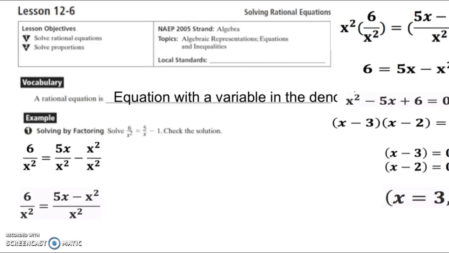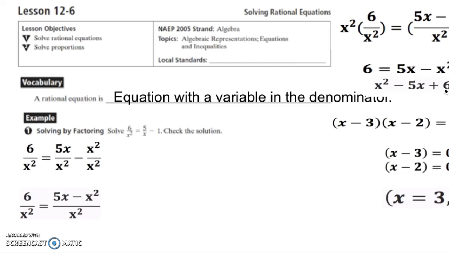Welcome to lesson 12.6. We are solving rational equations and we're solving using proportions as well. So if we look at our first example here, remember a rational equation is an equation with the variable in the denominator. If we're solving our first example, 6 over x squared equals 5 over x minus 1.